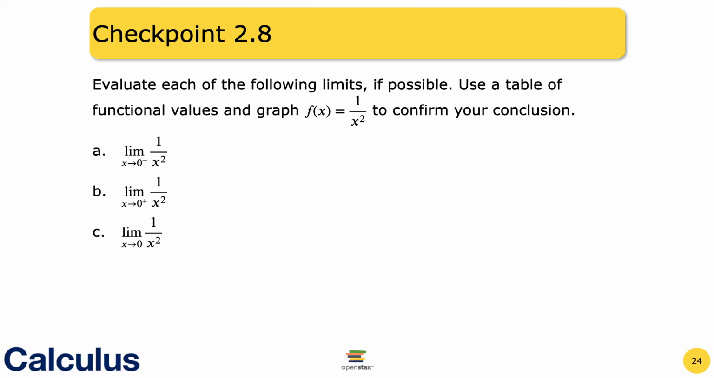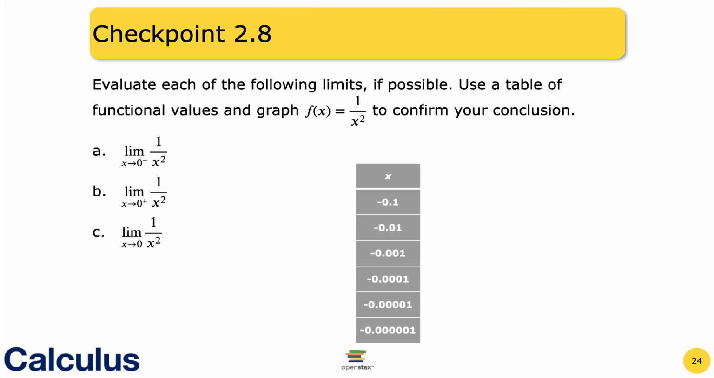Checkpoint 2.8. Evaluate each of the following limits if possible. Use a table of functional values and graph f of x equals 1 over x squared to confirm your conclusion. Pause the video and attempt these 3 limits yourself. Alright, now that you've had time to pause and try these yourself, let's look at the solution.